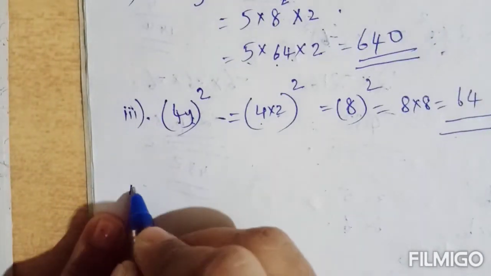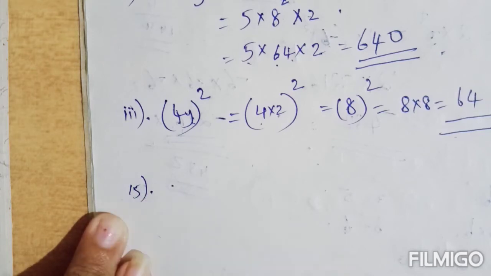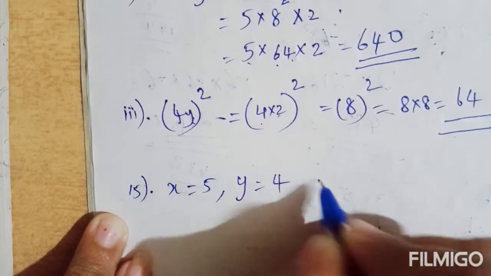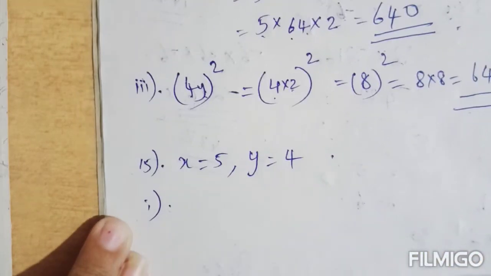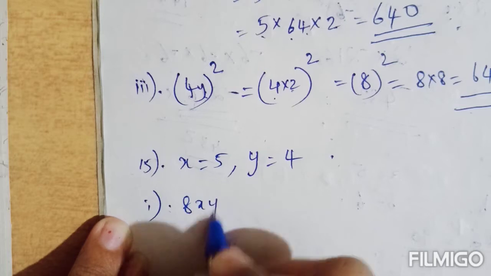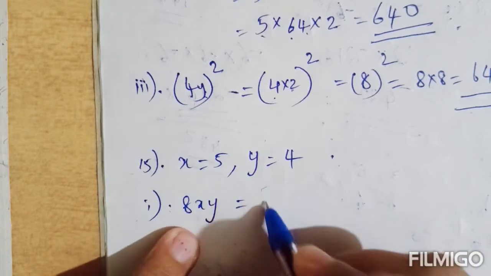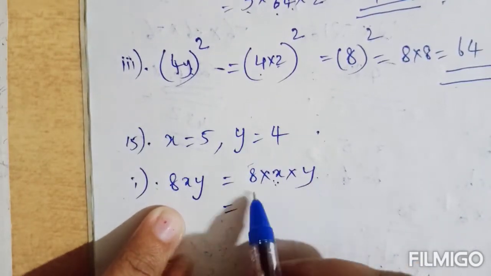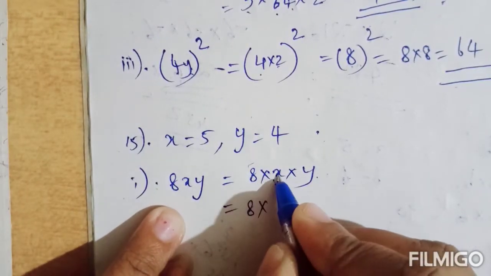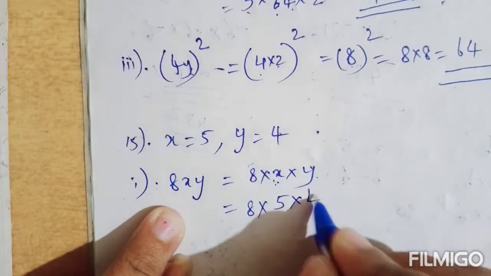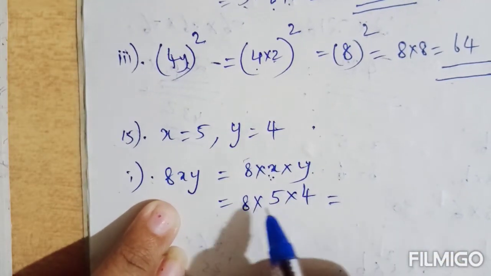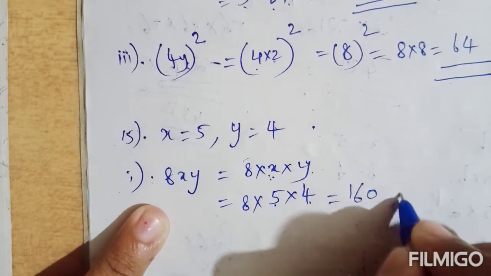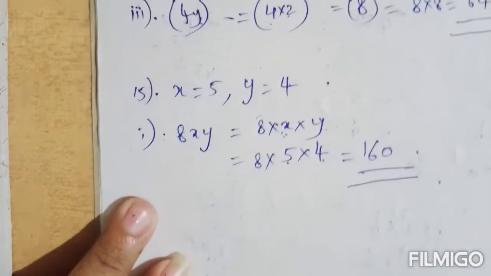Next, 15th question. If x equals 5 and y equals 4, you have to evaluate the first one, 8xy. 8xy means 8 into x into y. Now give the values for x and y. That is 8 into 5, which is 40, and 40 into 4 gives 160. So this will be the answer.